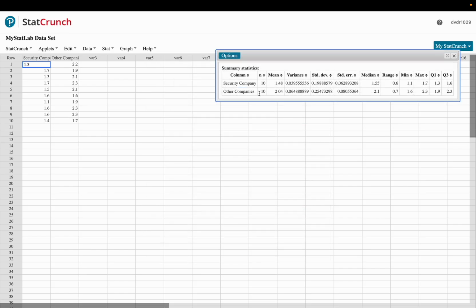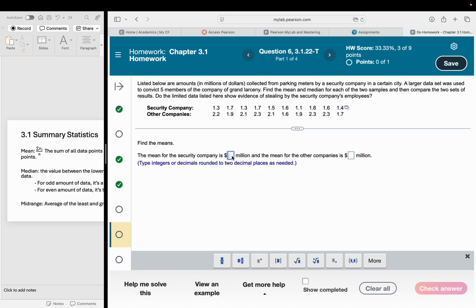But take a look at this. It shows them both, one on top of the other. So you don't have to do this more than once. You can still choose more than one column at a time. And it looks like security was 1.48.